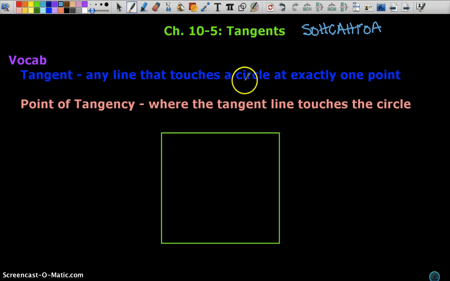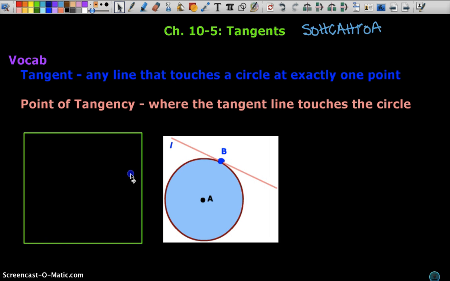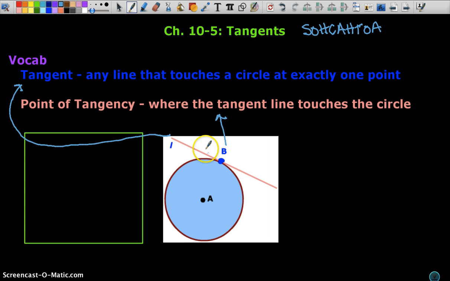So tangent, any line that touches a circle at exactly one point, and then naturally the point of tangency would be where it touches that line. I mean, surprising, right? So check this out. Here's circle A, and we have point B. So this is our point of tangency, and then line L would be our tangent. Pretty easy, right? So we could just keep moving that around anywhere, so it's any line that touches it exactly one time. Now you'll notice that it can't go through the circle, because if it did, something like this, it would touch it twice. Okay? So any tangent line touches a circle once.